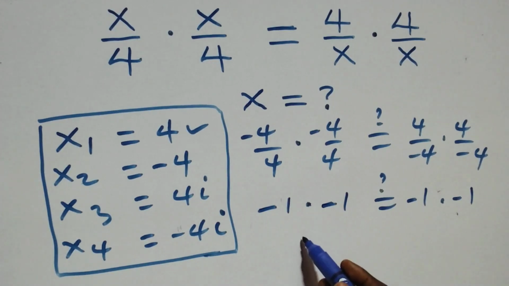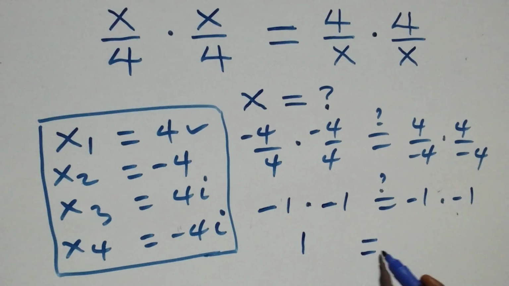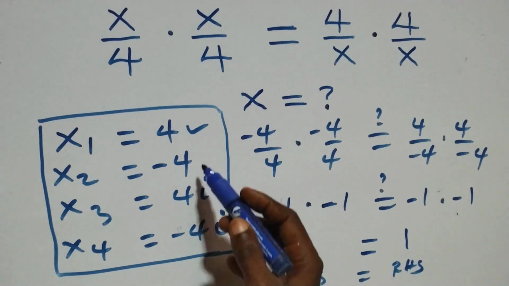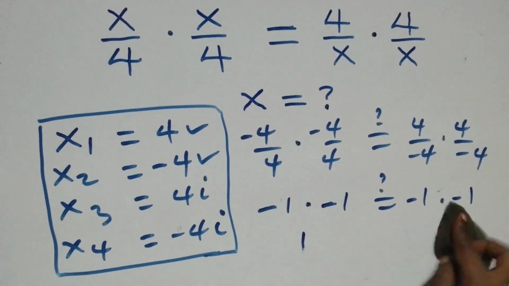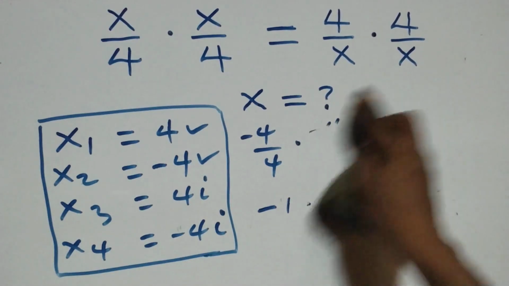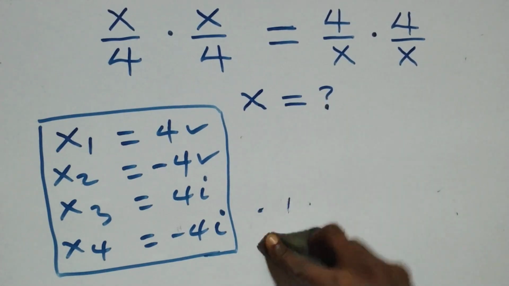So this is plus 1, which equals minus 1 times minus 1, also plus 1, which implies left hand side is also equal to the right hand side. And then x equals to minus 4 also satisfies this given problem. Then next we substitute x equals to 4i.